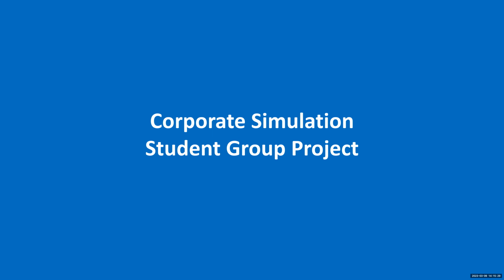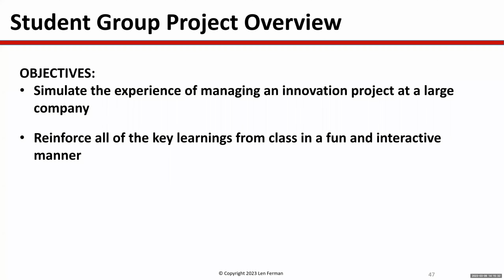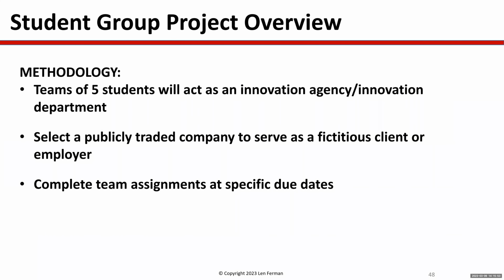And how does it simulate the corporate world? So first of all, the objectives of the group project were to simulate the experience of managing an innovation project at a large company. I knew how to do this because I had done this at Bank of America for many years. And in doing so, the group project reinforces all the key learnings of the class in a fun and interactive manner. The methodology is we typically have teams of 5 students, and they're serving as a fictitious innovation agency or innovation department of a large company.